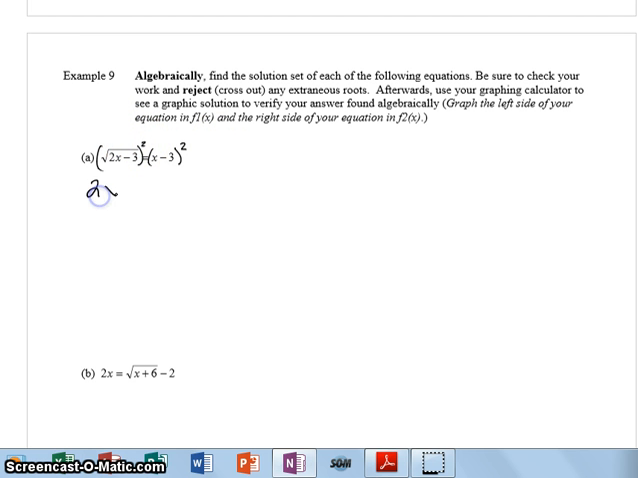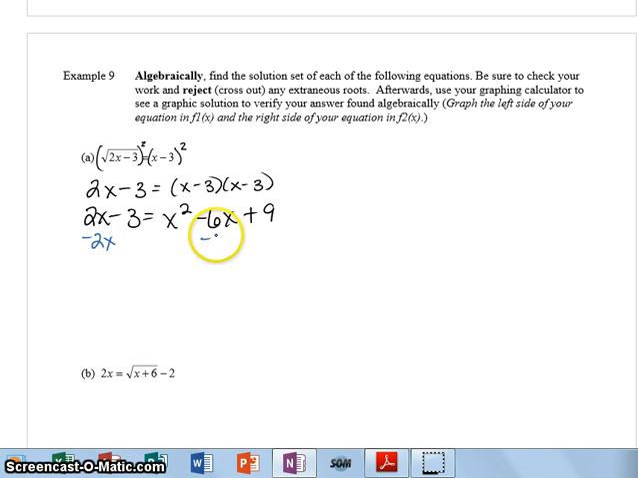And I'm going to get 2x minus 3 is equal to, and I'm just going to write this out so you can see it a little bit better. So I get 2x minus 3 is equal to x squared minus 6x plus 9. So you should be thinking it's a quadratic again, and move everything over to one side. And what I'm going to do, guys, I'm going to stop right here because I have to continue on another video.